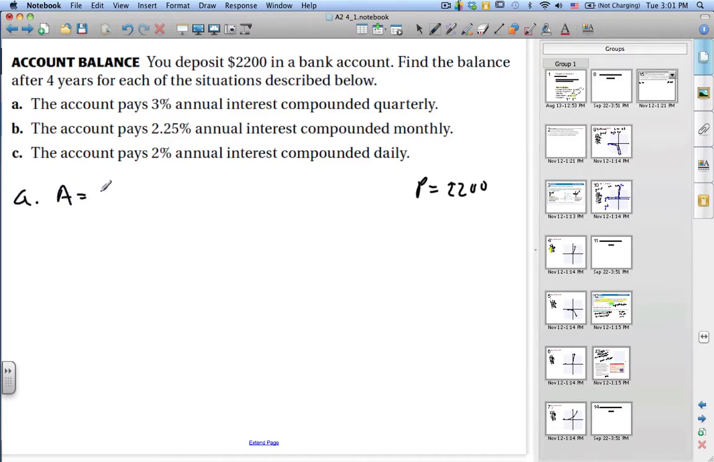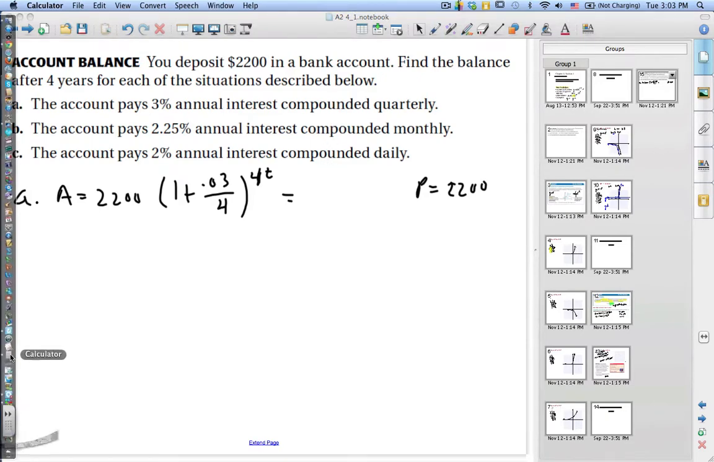So my account balance will be 2,200, in this case, times 1 plus 3%, 0.03, compounded quarterly, that's 4 times a year, to the 4t power. Okay, so that's this particular function. Now if I go ahead and say I'm just going to find the balance after 1 year, because that's going to establish the trend in terms of what's best.